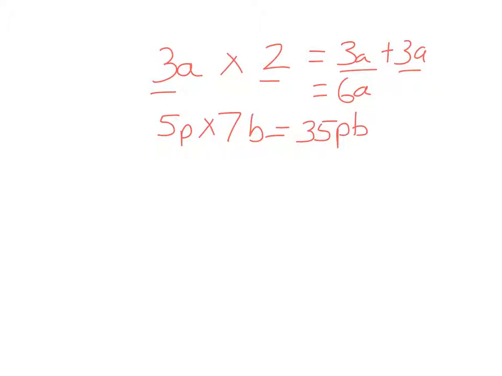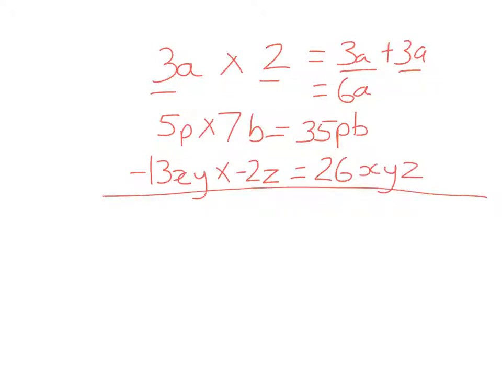5 times 7 is 35, and then let's just write the letters, the pronumerals. Let's say I have negative 13xy times negative 2z. Do the numbers separately. Negative 13 times negative 2 is positive 26, and then you write the letters. x, y, z. Fantastic. Now let's look at division.